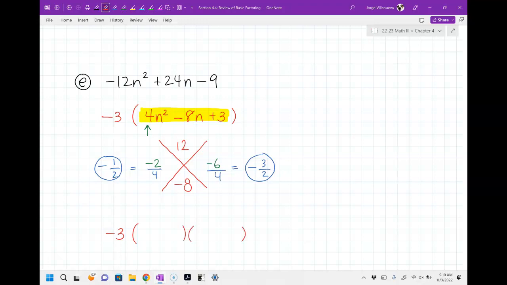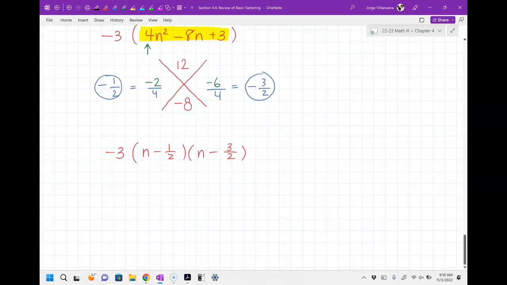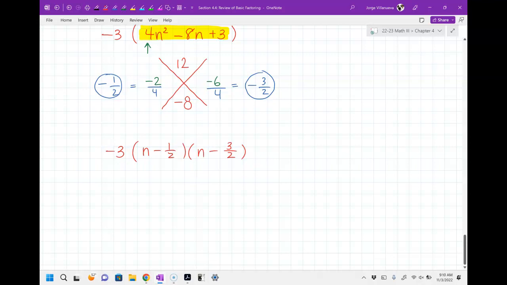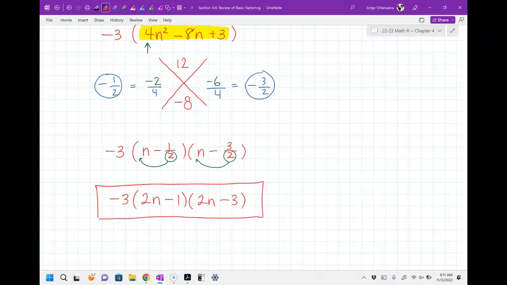And then I have to write my solutions. This will be n minus a half, n minus 3 halves. But can I have fractions in my answers? No, so I have to do that bottoms up twice. The 2 goes there. This 2 goes here. So here's my final solution: negative 3, 2n minus 1, 2n minus 3. And that's my answer. That's probably the hardest question on the homework. There's another one that's very similar, but it doesn't have a negative in front. Okay?